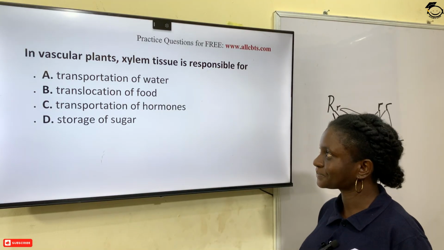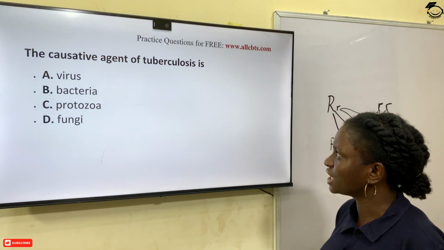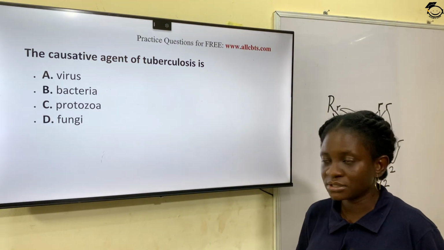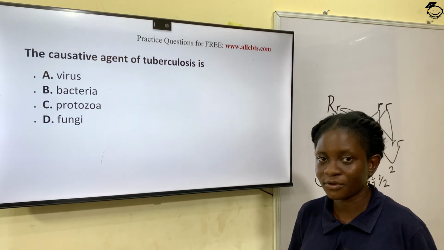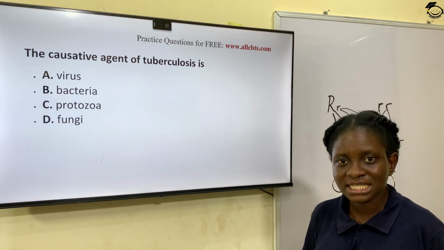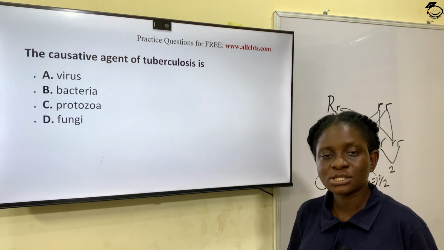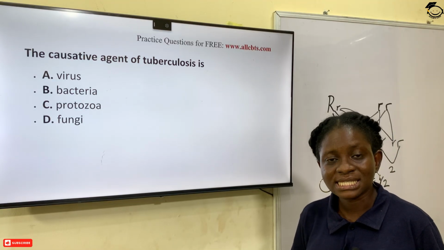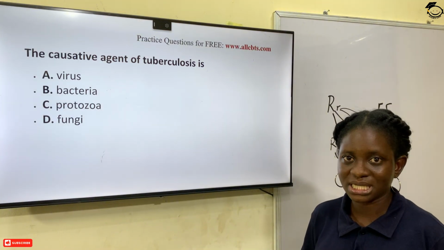Option A. Next question. The causative agent of tuberculosis is: A. Virus, B. Bacteria, C. Protozoa, D. Fungi. So the question is asking what causes tuberculosis. Tuberculosis is caused by Mycobacterium tuberculosis, and it is a bacteria. So the correct answer is B.